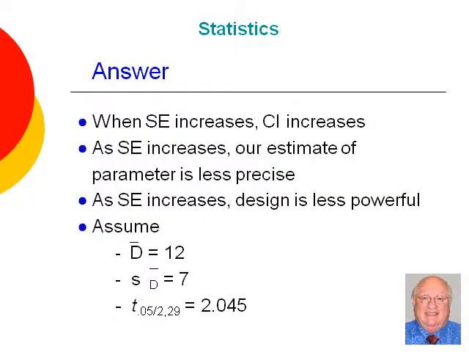Let's test this out. Before going to the next slide, create a 95% confidence interval using the data from the last slide, but this time substituting the standard error of the mean change scores that is 2 times larger, increase it by 2 times to 7.